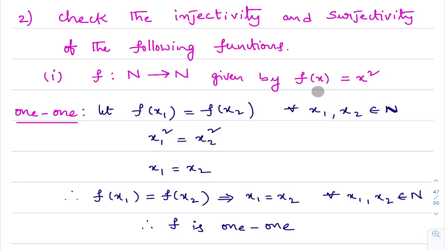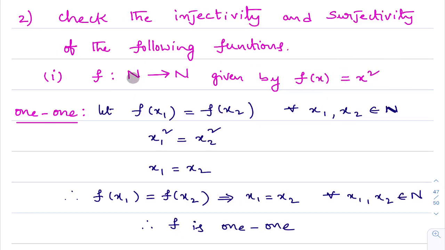That means 1, 2 are different elements. Their images are 1, 4. Try to understand what I am saying. So, different elements are having different images. Like that, you take any two natural numbers. Suppose I'll take 3 and 5. What is f of 3? F of 3 is 3 square. 3 square is 9. That means image of 3 is 9.